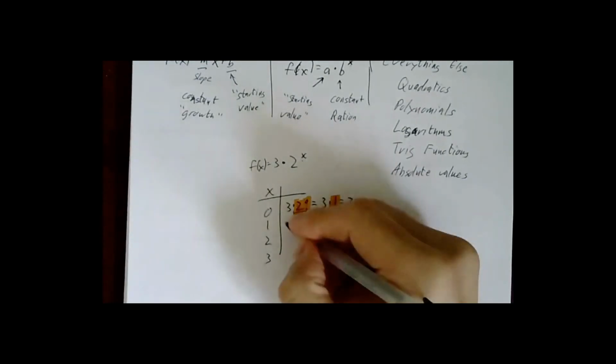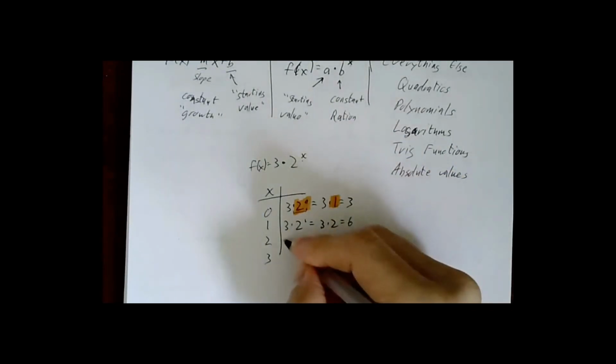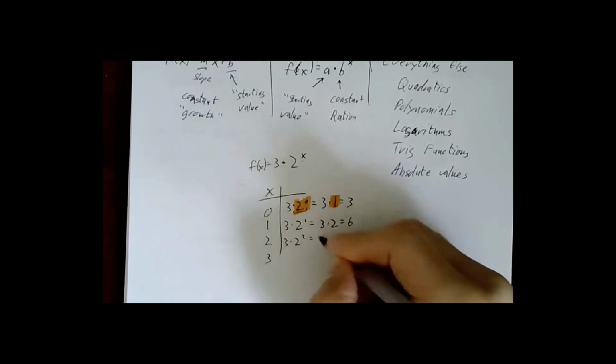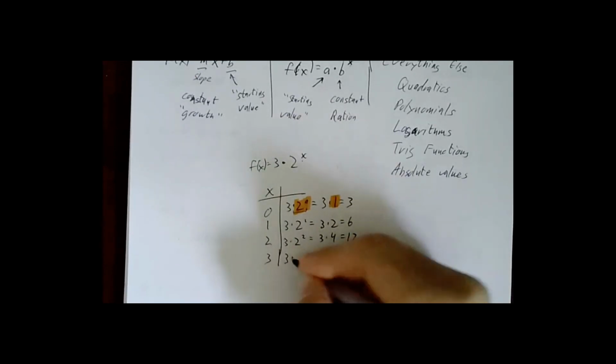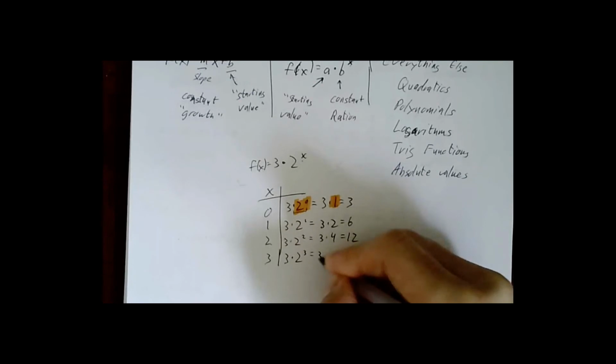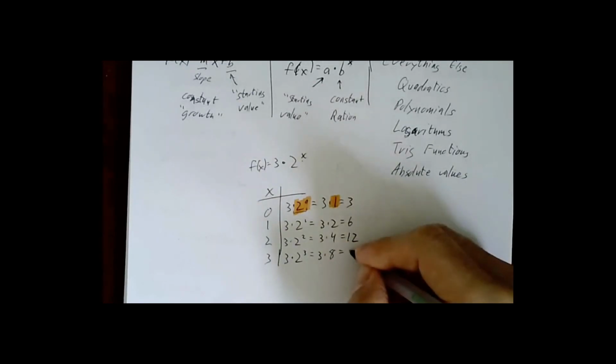Then I come down here to 3 times 2 to the first power, so that's going to equal 3 times 2, which is equal to 6. And then I have 3 times 2 squared, which is 3 times 4, which is equal to 12. And then down here on my next one, 3 times 2 to the third power, which is 3 times 8, which is equal to 24.